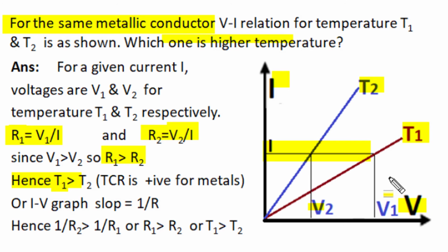Now the same question can also be solved as when current is on the vertical axis, the resistance is the inverse of the slope of the VI characteristic, and the T2 temperature characteristic has a higher slope and lesser resistance. So we can say T1 is greater than T2 in this example.